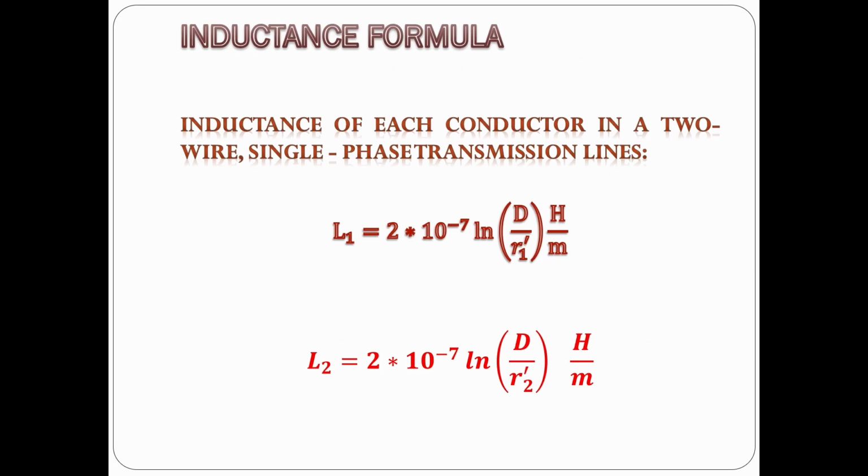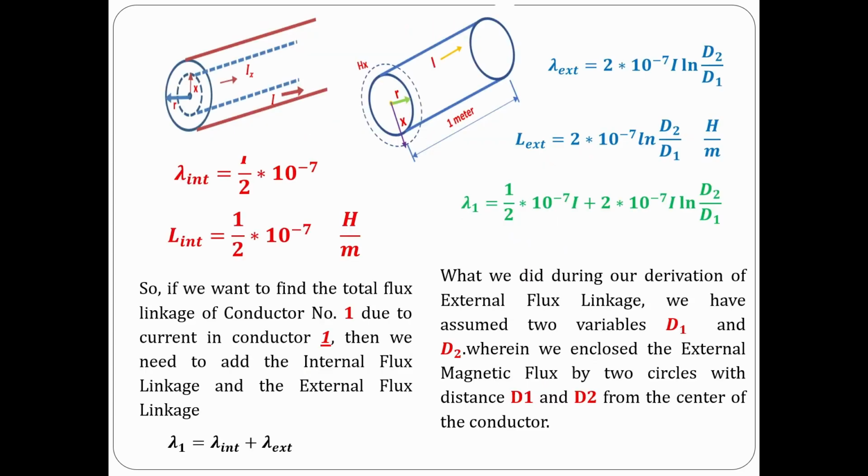And this is the formula we are going to derive, where L1 is equal to 2 times 10 to the negative 7 ln D over R1 prime, and L2 is equal to 2 times 10 to the negative 7 ln D over R2 prime. In part 1 of my lecture, I discussed the derivation of internal flux linkage and internal inductance, and this is the result.